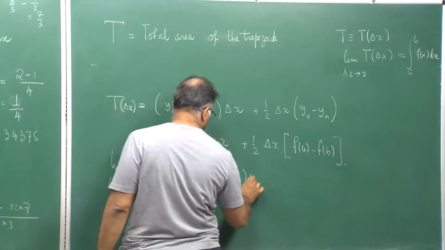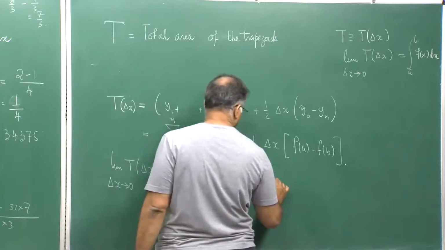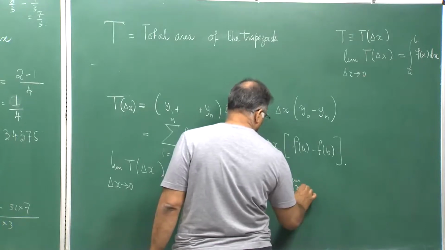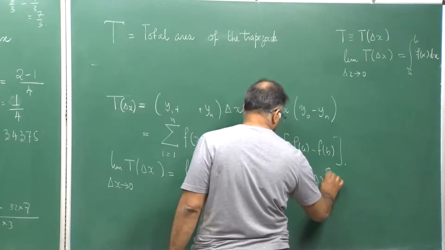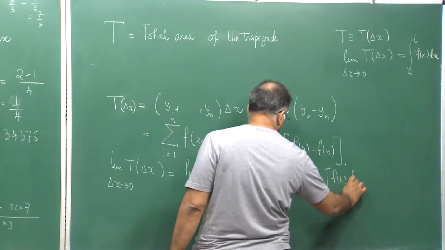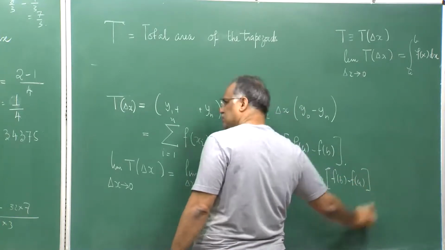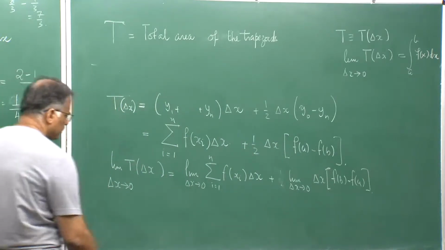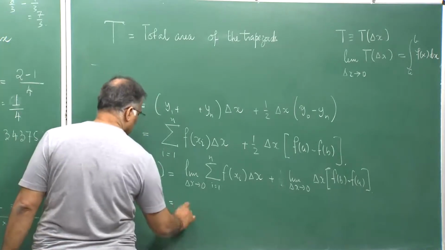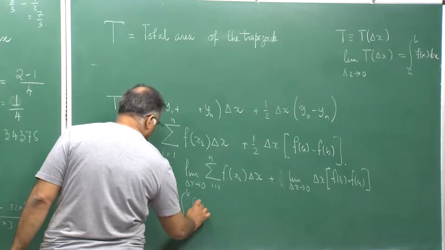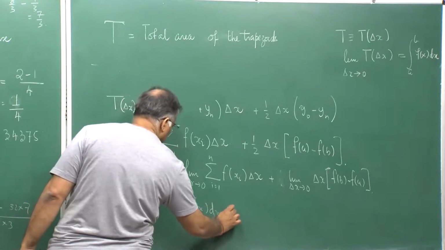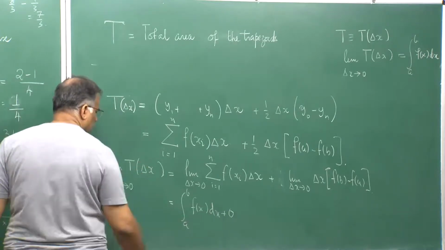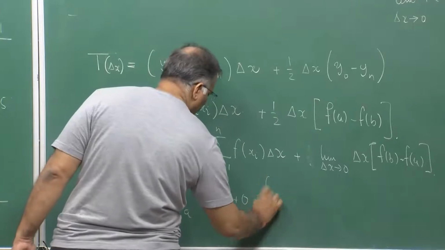So, what does this show? This shows that this is nothing but integral a to b f(x) dx plus 0, this is 0, that limit, and that is exactly what we intended. Limit of this is this, which is nothing but obviously at the end integral a to b.